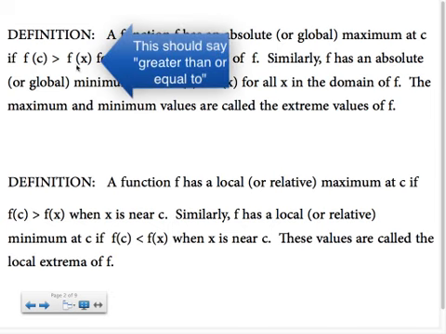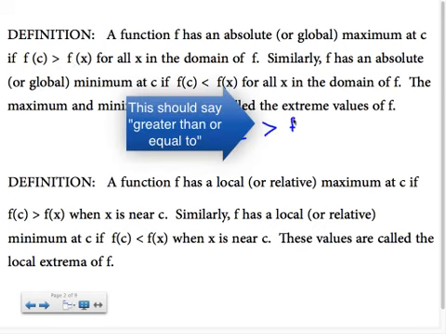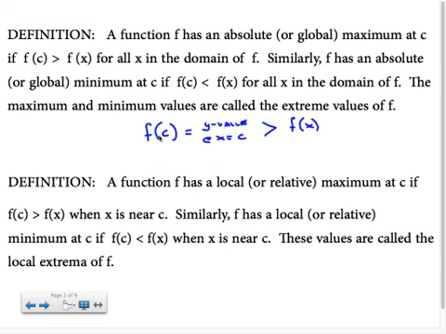if f of c is bigger than f of x for all x in the domain of f. So, think about what this is saying in symbols, okay? You have a function f, and this would be the function value. This is the y value at c, no big deal. The y value at x equals c. And this is saying that it's bigger than every other y value that there is. Okay, so this y value is the biggest.